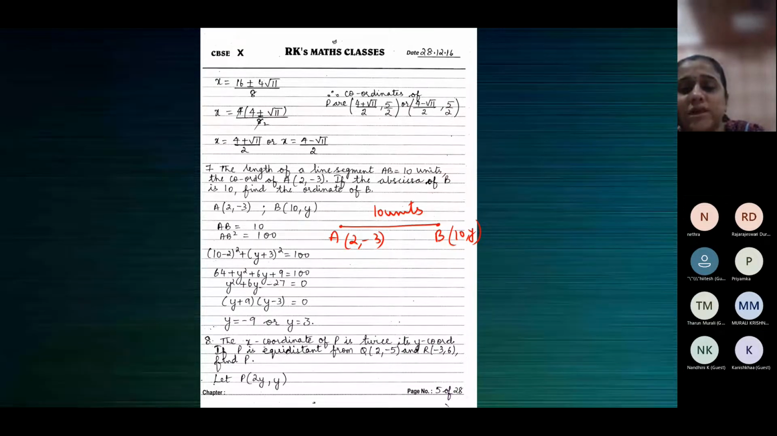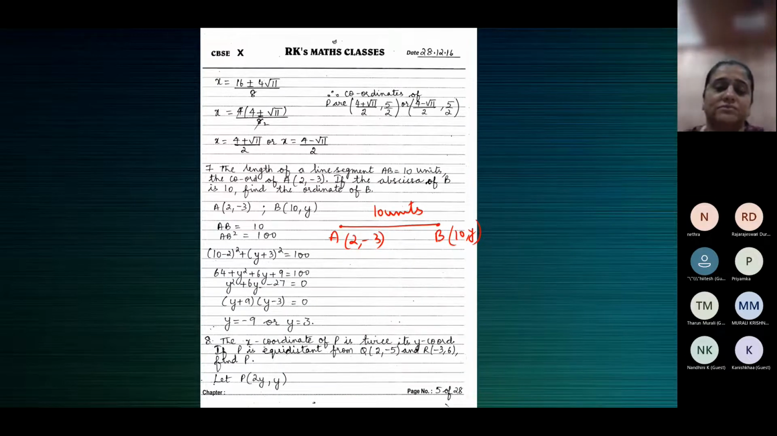Abscissa of B, meaning the x-coordinate. Abscissa is the x-coordinate, that is 10. The y-coordinate we do not know. That's what we have to find. Find the ordinate of B, the y-coordinate. So we'll take it as y: 10, comma y. And then the distance formula.